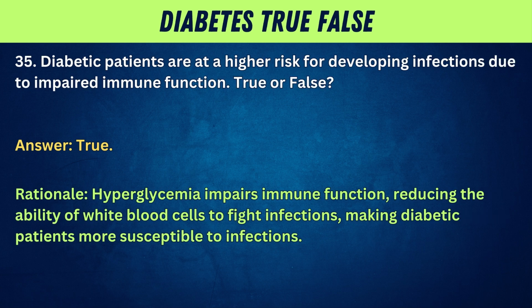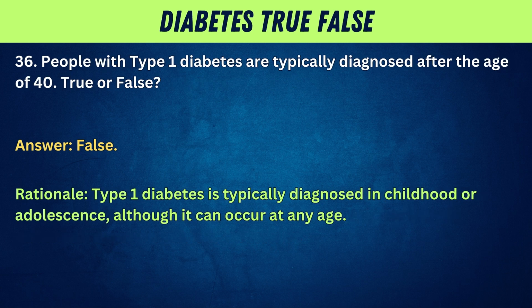35. Diabetic patients are at a higher risk for developing infections due to impaired immune function. True or false? Answer: true. Rationale: hyperglycemia impairs immune function, reducing the ability of white blood cells to fight infections, making diabetic patients more susceptible to infections.